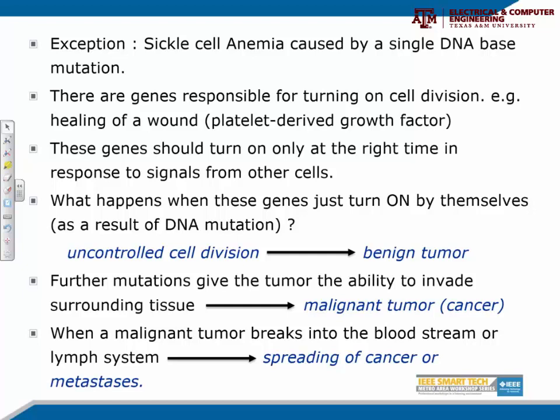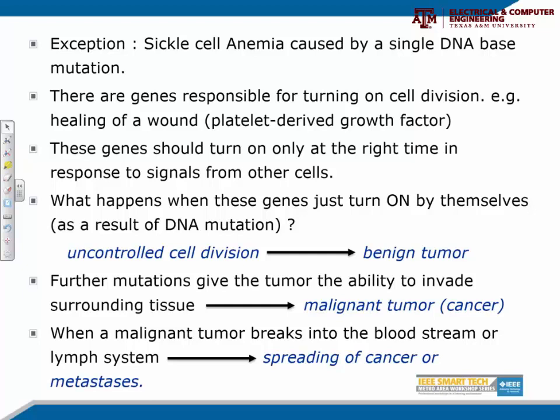So what happens when these genes just turn on by themselves as a result of DNA mutation? In the beginning, you're going to have uncontrolled cell division. You get a benign tumor, right? Excessive cell proliferation. Further mutations will give the tumor the ability to invade surrounding tissue. Then it will become a malignant tumor or cancer, right?